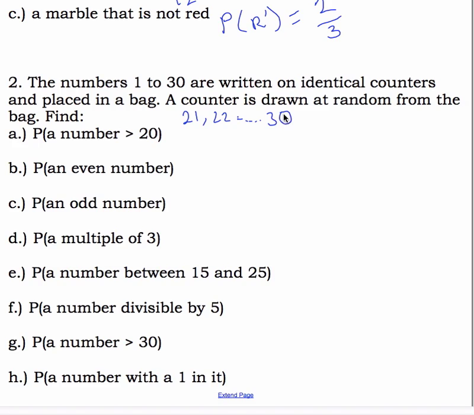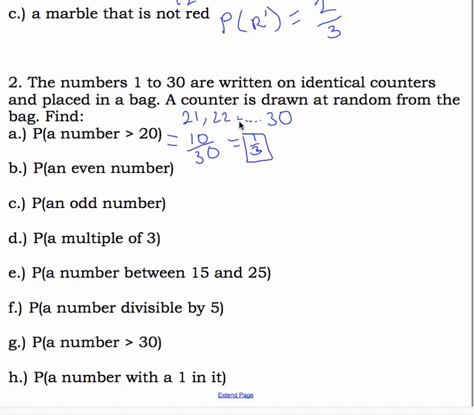You can't just take 30, subtract 21, and get 9. You have to add 1 on, it's actually 10, right? So if you count them all up, 21, 22, 23, 24, all the way up to 30, there's 10 numbers there. So this probability is 10 out of the total 30 counters in the bag. So it's 10 out of 30, which equals 1/3.